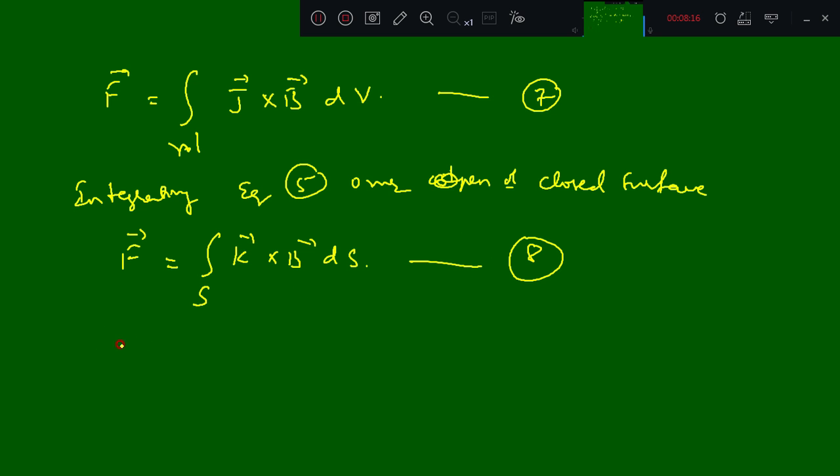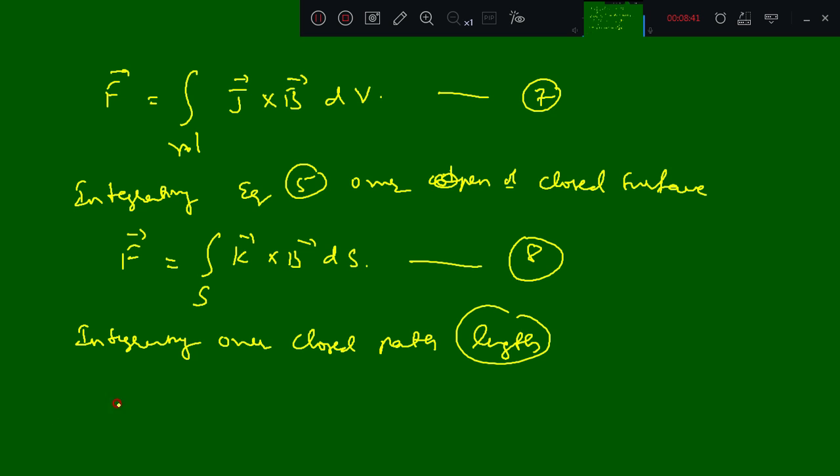Similarly, integrating equation number 6 with I dL over a closed path, where we have the length term, F is equal to the integral over length of I dL cross B. This you can give as equation number 9.